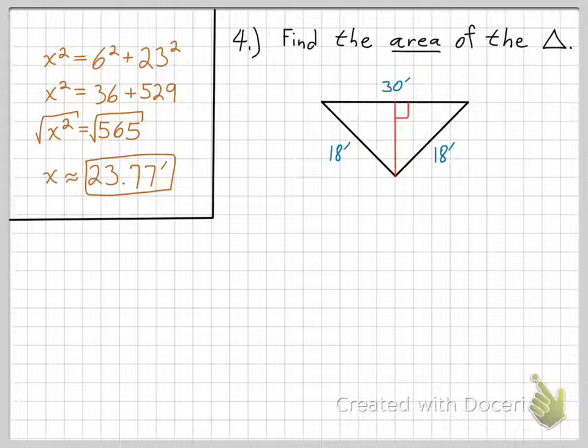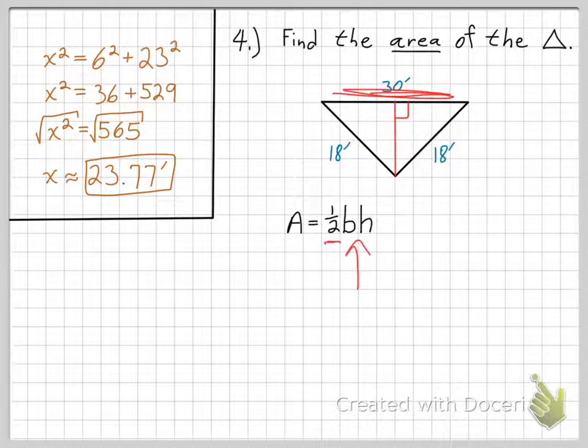Okay, so again, we're trying to find the area of the triangle, and for the area of a triangle, you need to know the formula, and that is 1/2 base times height. We actually covered that last semester. Area of a triangle is 1/2 base times height, where 1/2 is 1/2. That never changes. It's a constant. The base is going to be this base right here, the 30 value, and the height is going to be that. That's the height. So the area of a triangle is 1/2 base times height.